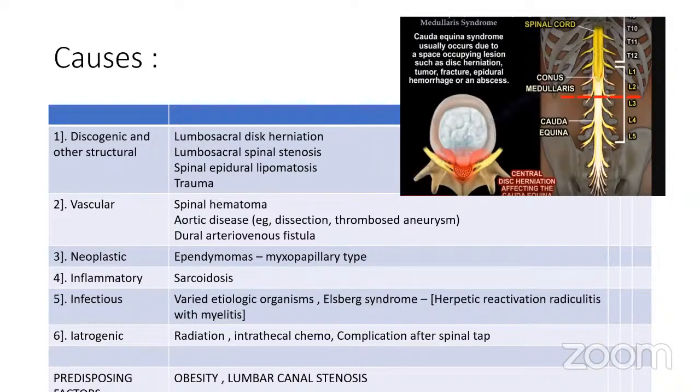What are the other structural causes? Lumbosacral spinal stenosis, spinal epidural lipomatosis, or any sort of trauma with fragments pressing on the cauda equina. Next, vascular: a hematoma, an aortic dissection, and a dural AV fistula.